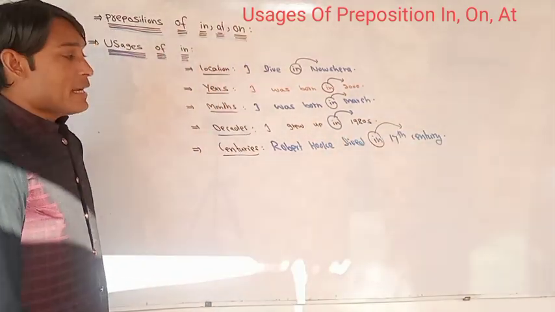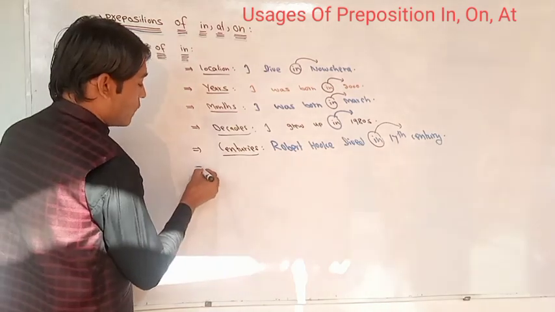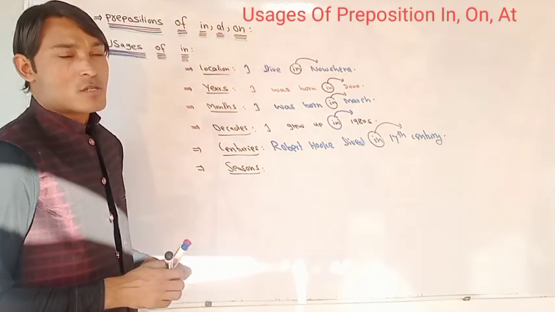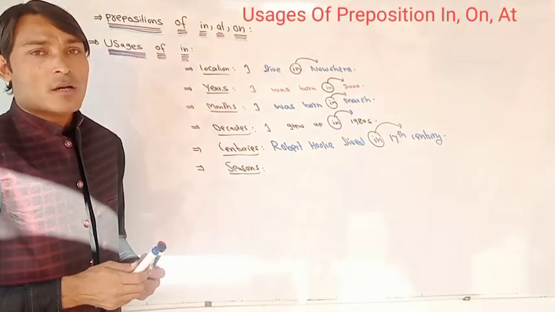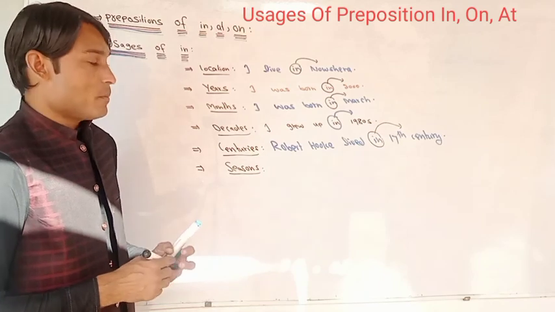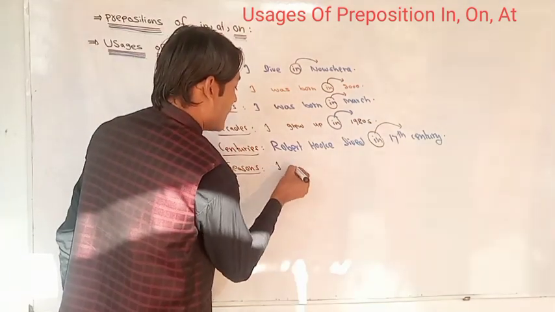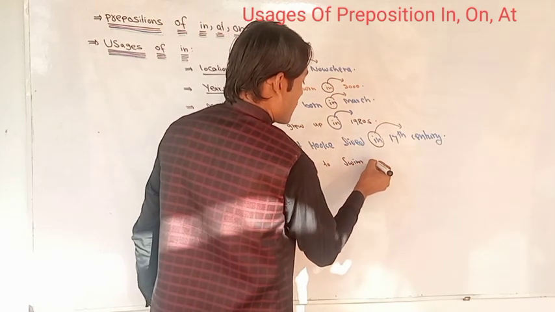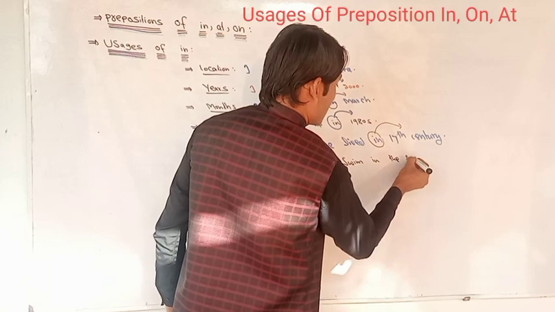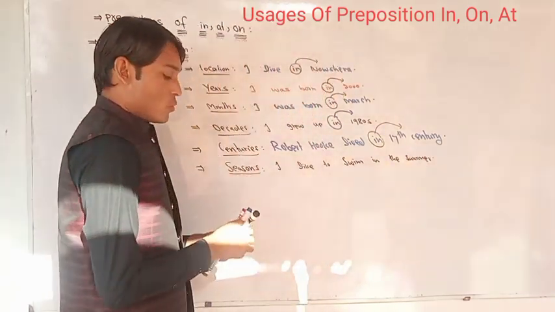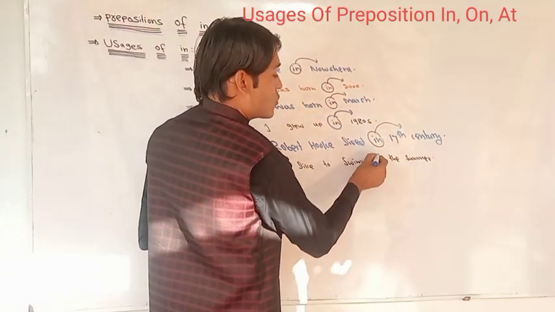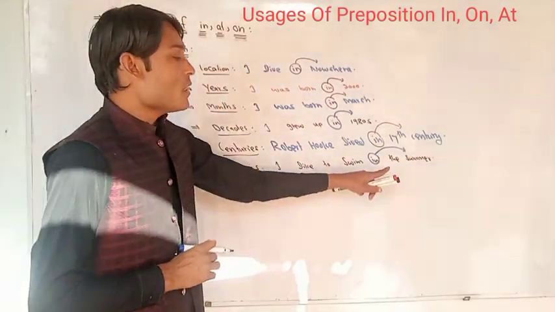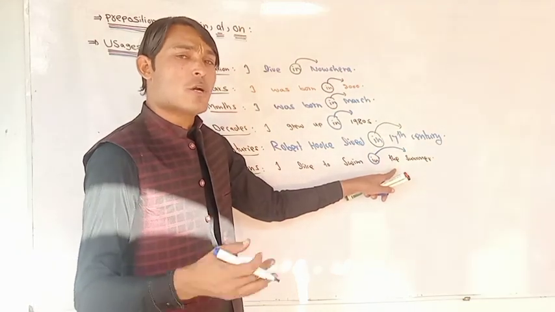Next, in can be used before seasons. As we know, we have 4 seasons: summer, winter, fall, and spring. Let's take an example. For example, I say that I like to swim in the summer. So here in is used before the name of a season, summer. Here it is optional. If you want to use it, it's okay. If you don't want to use it, no problem.